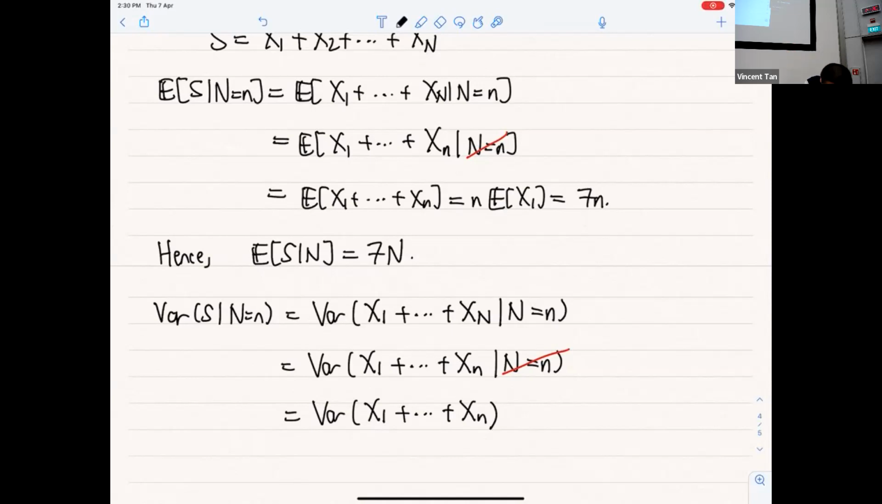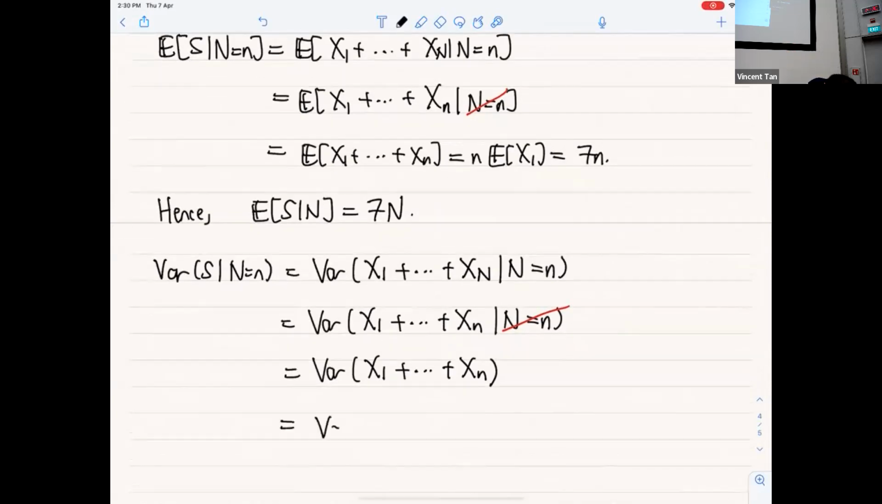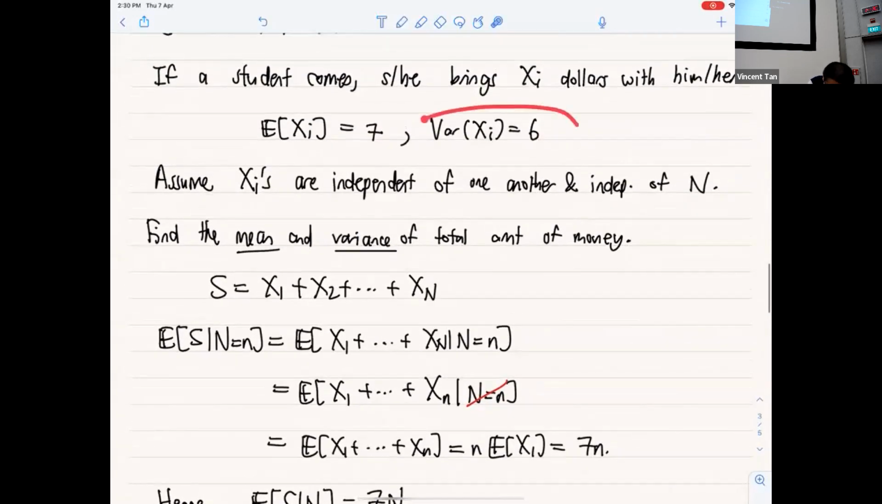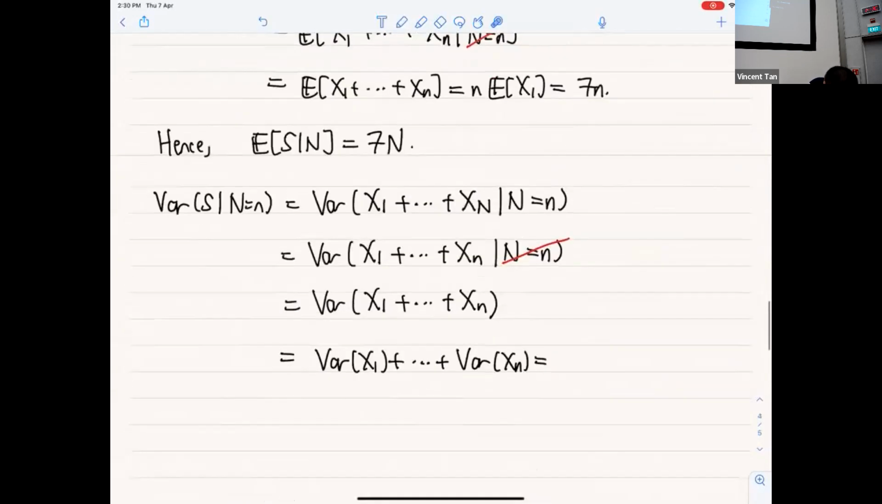They add up together. So this becomes variance of x1 plus ... plus variance of xn. So what are the individual variances? Well, we know it's 6, right? 6 for every i. So this is 6n. So more generally, variance of S given the random variable N is 6 capital N.